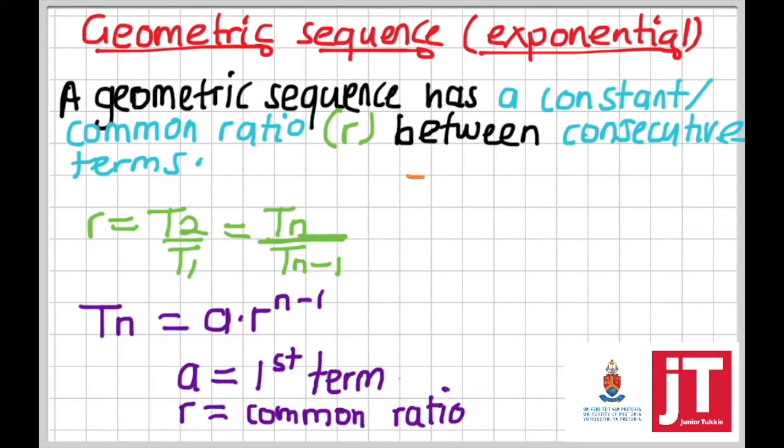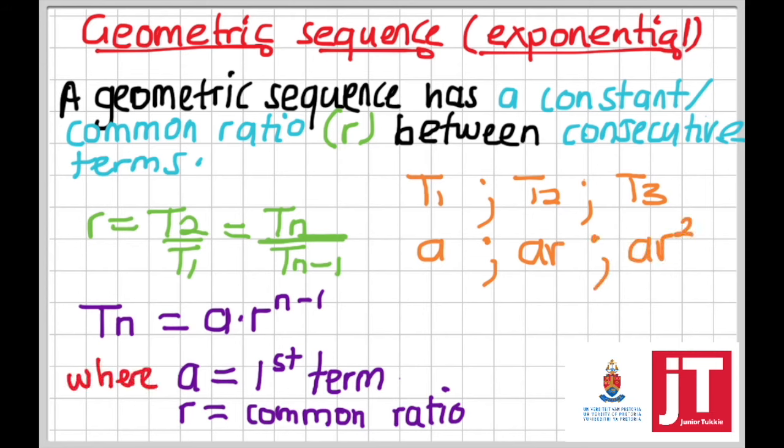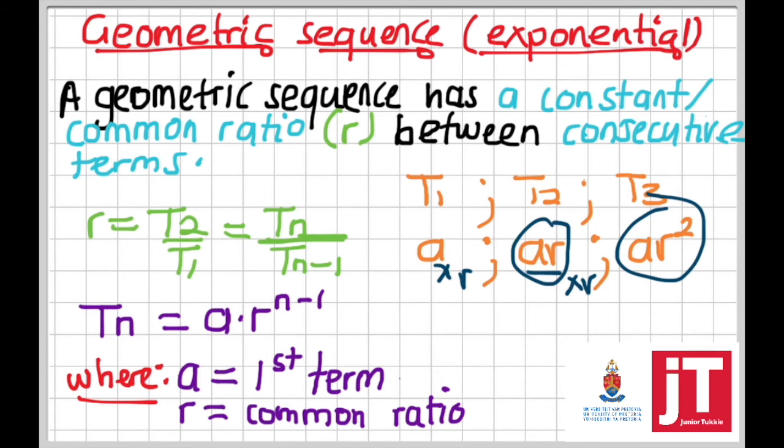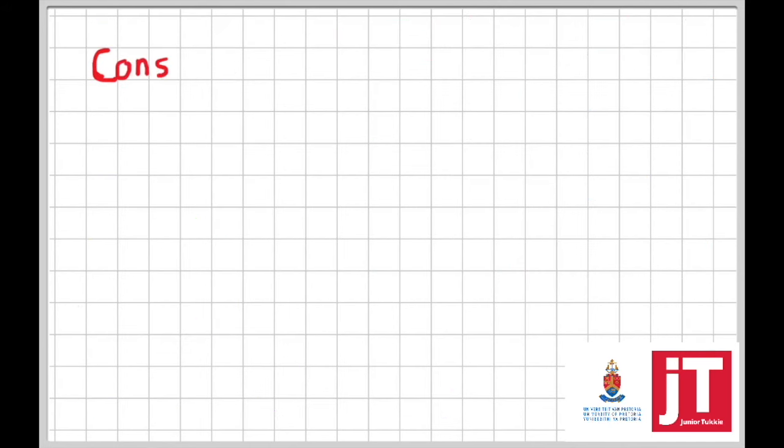Very important as well. To generalize it as well, T1, T2, and T3. Your T1 is a. Your T2 is ar. Your T3 is ar to the power 2. So how did we get the ar? We're saying the first term a times the common ratio to give us the second term. The second term times r to give us the third term, ar squared. Very important as well.